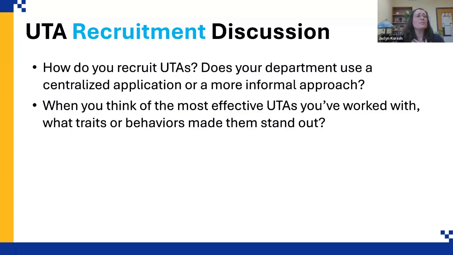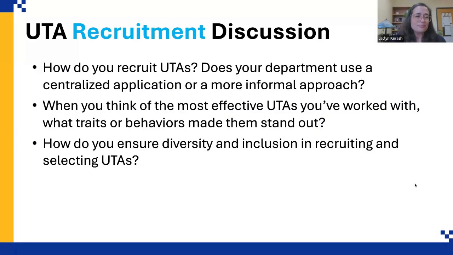And for me, it was always whenever they're flexible and adaptable and self-aware. Essentially reflective. Like, oh, I did this thing, but it didn't go as well as I thought it was going to go. And what can I do differently there? And then also, how do you ensure diversity and inclusion in recruiting and selecting UTAs? So we would love to hear from you all here and what your thoughts are.